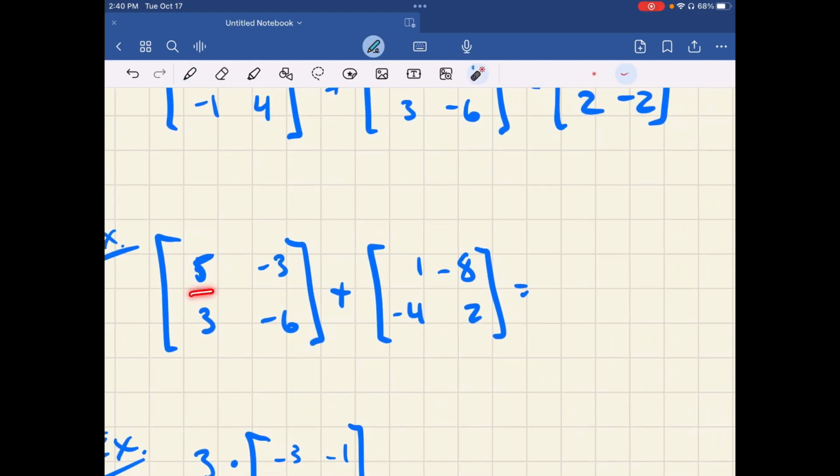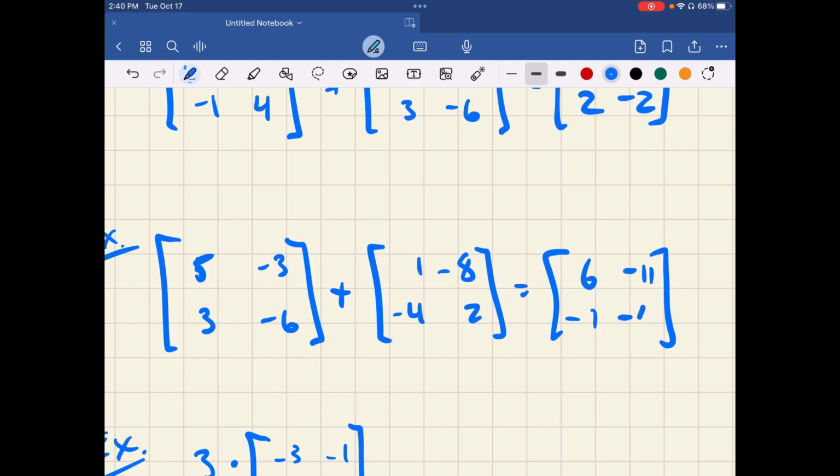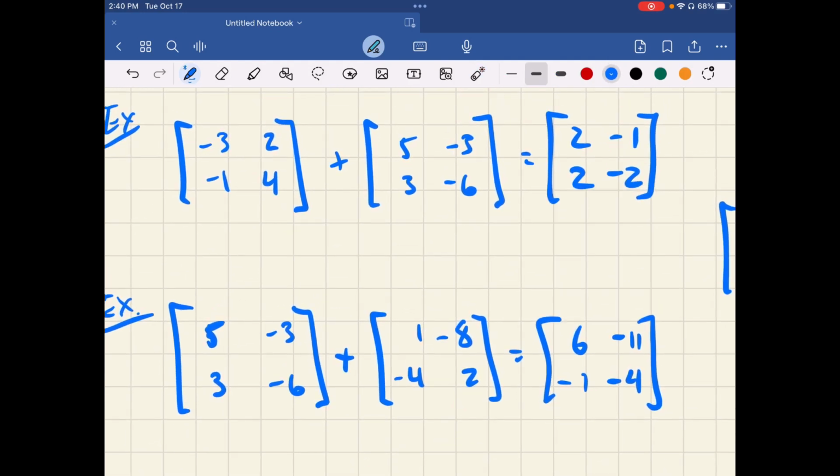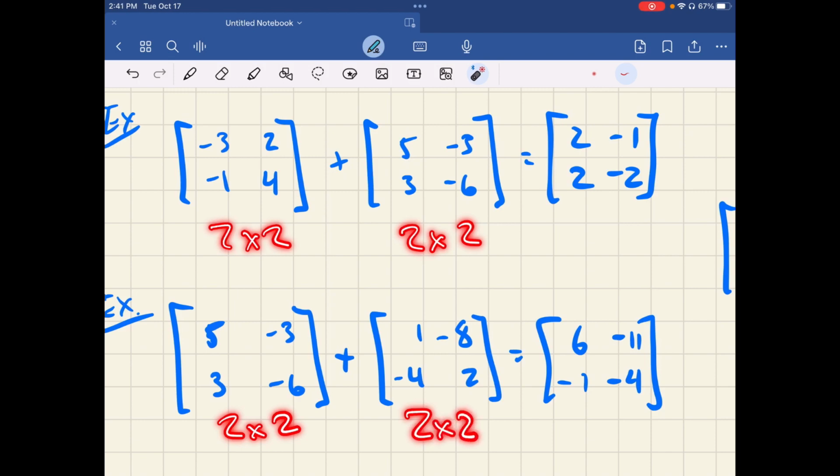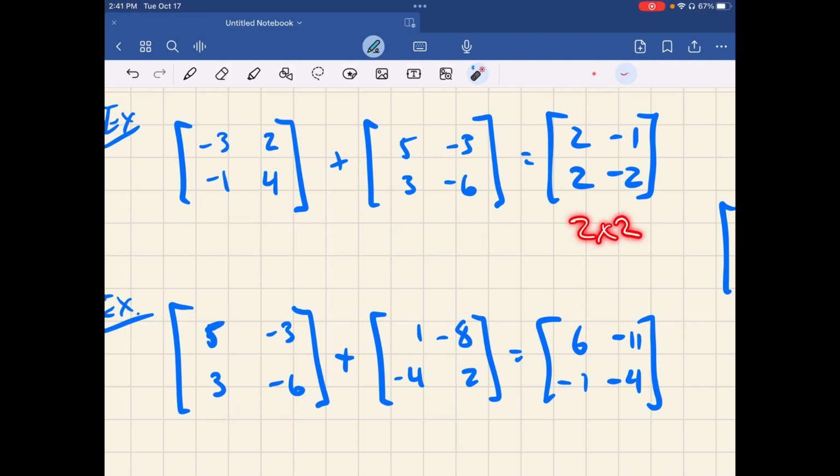So it's the same way. I've got 5 plus 1, which is 6. Then -3 plus -8, which is -11. Then 3 plus -4, which is -1. And -6 plus 2, which is -4. It's pretty simple, right? And remember, I have a 2 by 2, a 2 by 2, a 2 by 2, and a 2 by 2. Notice that the dimensions are the same for all of those when we're adding and subtracting, and my answers also end up being a 2 by 2.